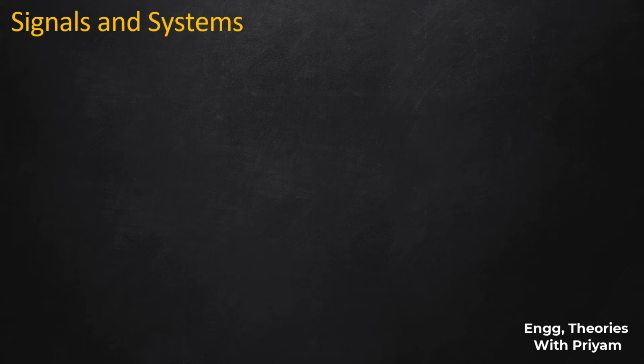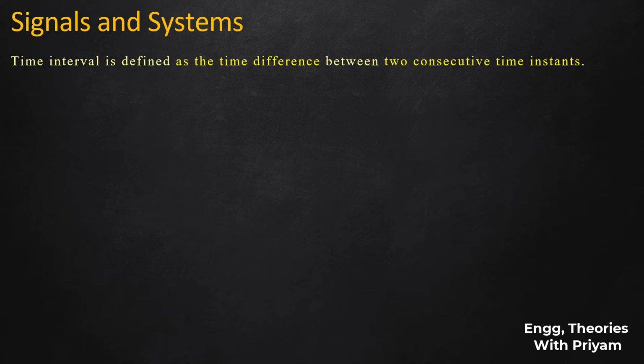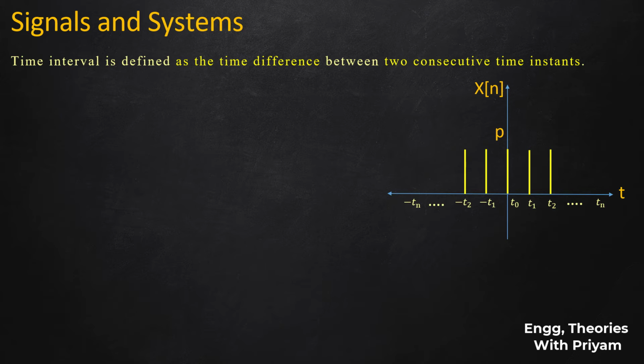So we can define the time interval for DTS as the time difference between two consecutive time instants. If we take two consecutive time instants t1 and t2, then the time interval can be given by t2 minus t1.